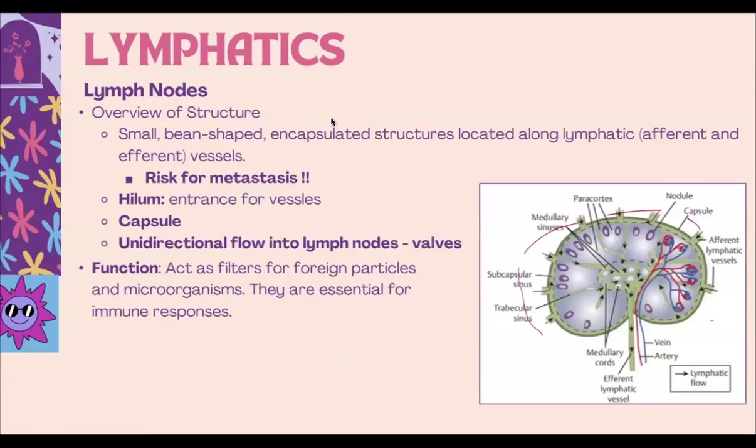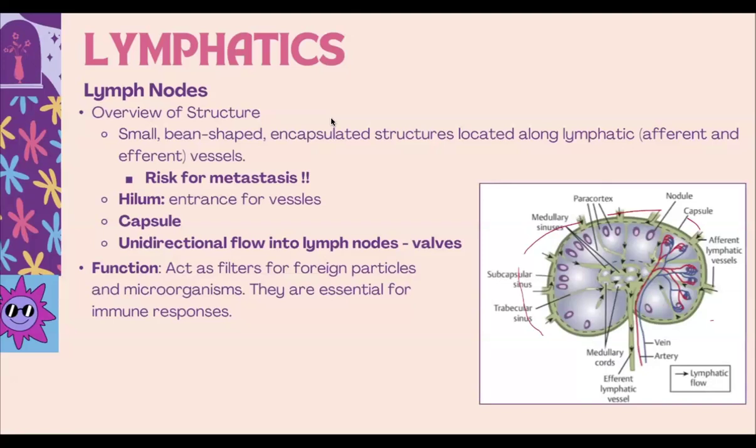So lymph nodes essentially, because they come along the pathway of a vessel and they're spread out all over the body, and they have access to blood flow and they can go to literally any organ, they're a risk for metastasis. So if a cancer gets to your lymph nodes, it's very high risk for it to metastasize to literally everywhere because it's traveling in the lymphatics.